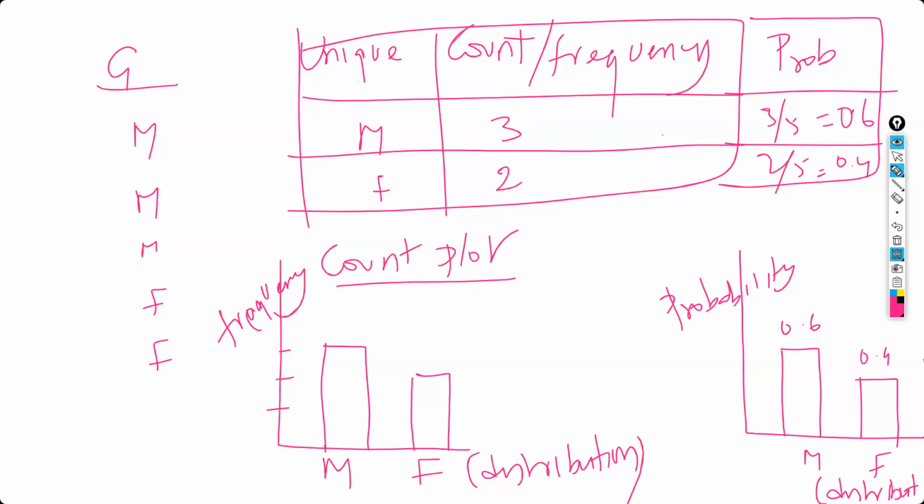Sir, distribution is nothing but data. Yes, what are the unique values? The data is there, the data representing, that is called as distribution. Exactly. Data representation is distribution. Count plot. Chetan, count plot.